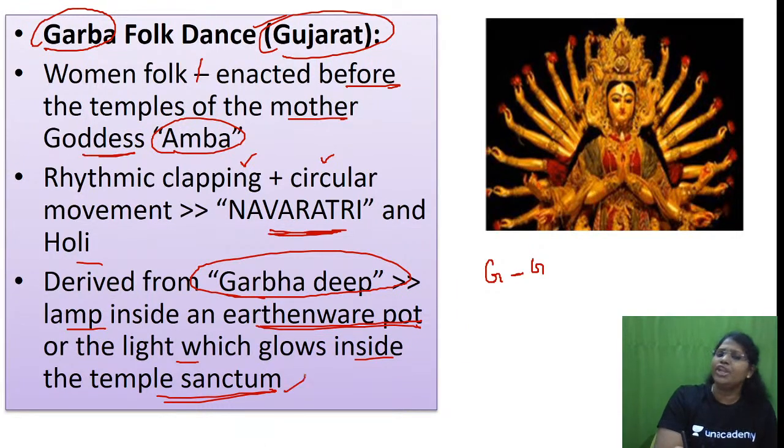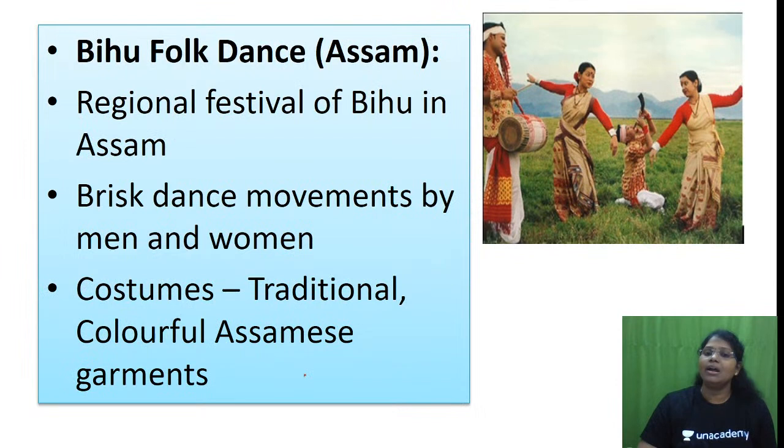This is very important. You can check any of the Garbhagraha of the great ancient old temples. It will not be lighted. It will be dark only. Only the natural light, the diya, will glow. So, you know, Garba, Gujarat. Bhangra, Punjab. Bihu, it was your previous year's prelim question.